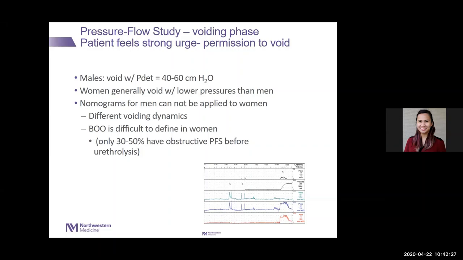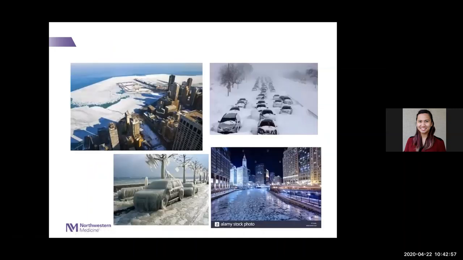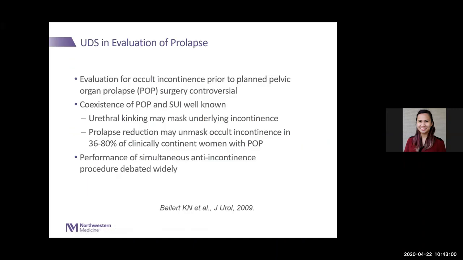But for women, as we said, their outlets are very different because of their short urethra. You can use whichever nomogram you want. If you have a urodynamics machine, which most of us do, it actually spits out this little graph here, which is now called the International Continence Society nomogram, which basically plots the maximal flow versus the pressure at Qmax. And that's the best measure of obstruction for patients. And there's one for women. And speaking of obstruction, here's Chicago in the wintertime.